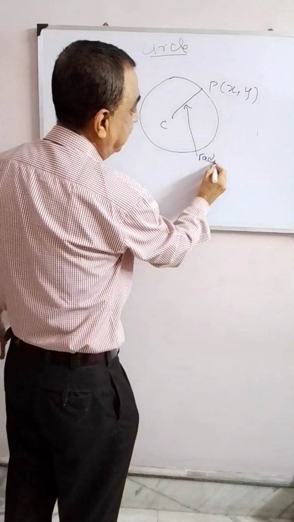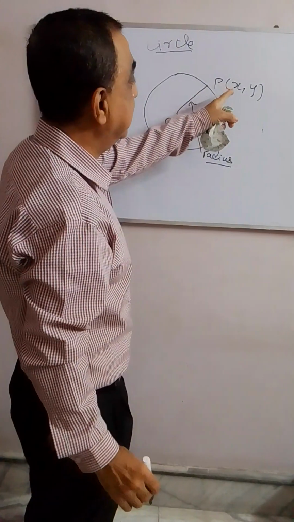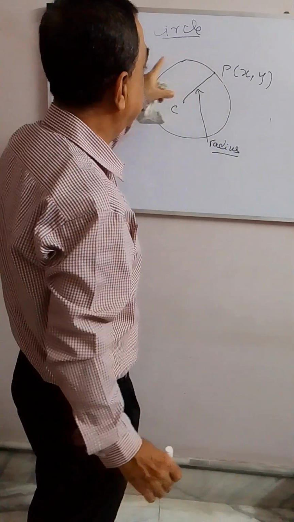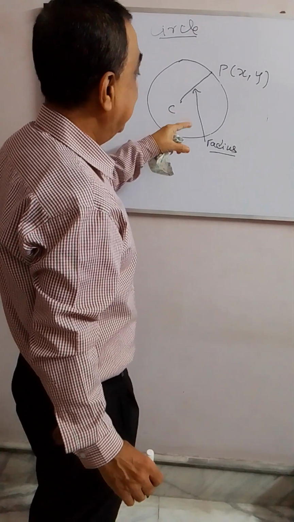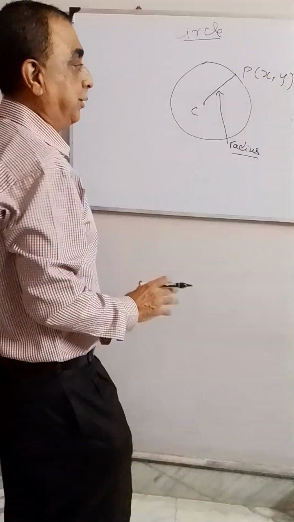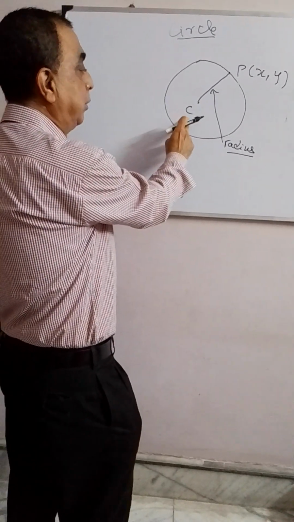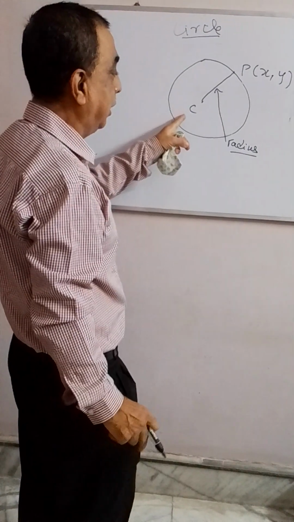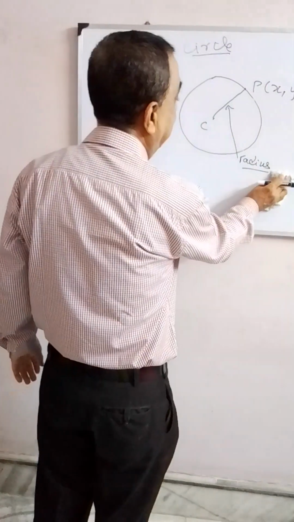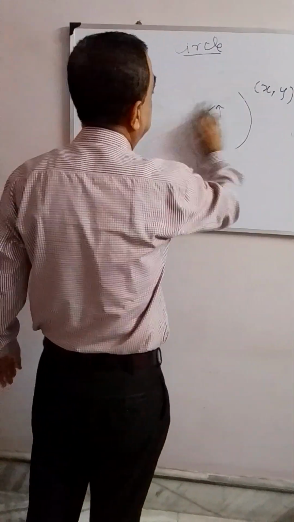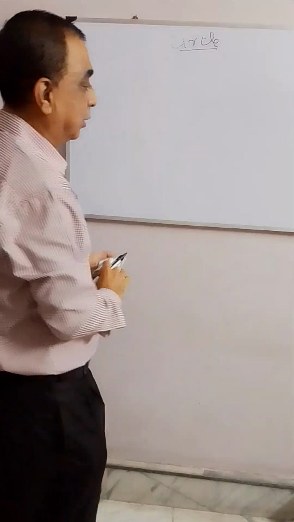So this is the relation. The equation is actually the relation between the coordinates of the moving point on the circumference of the circle, and it involves some constants which depend on the location of the center of the circle and also on the radius of the circle. Now we are discussing the different forms of the equation of the circle.